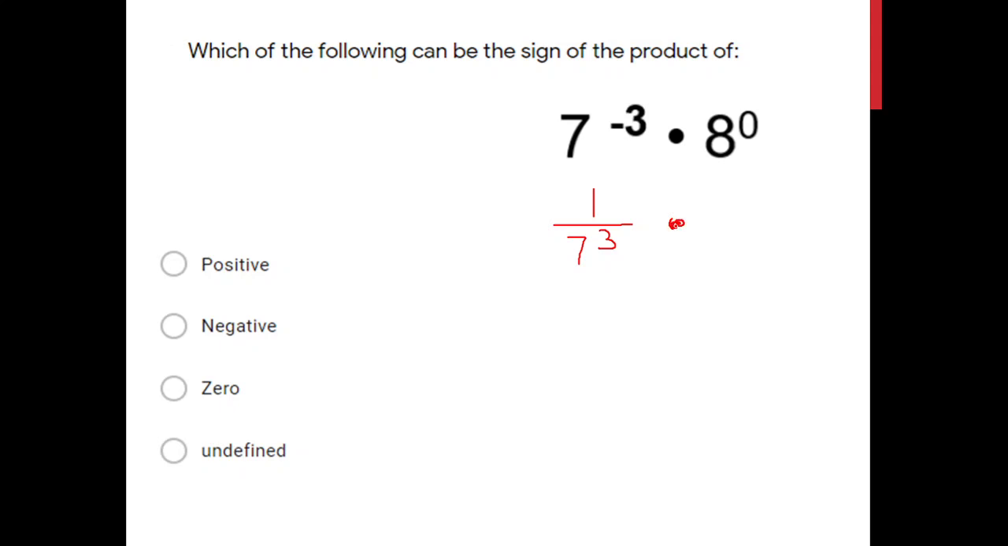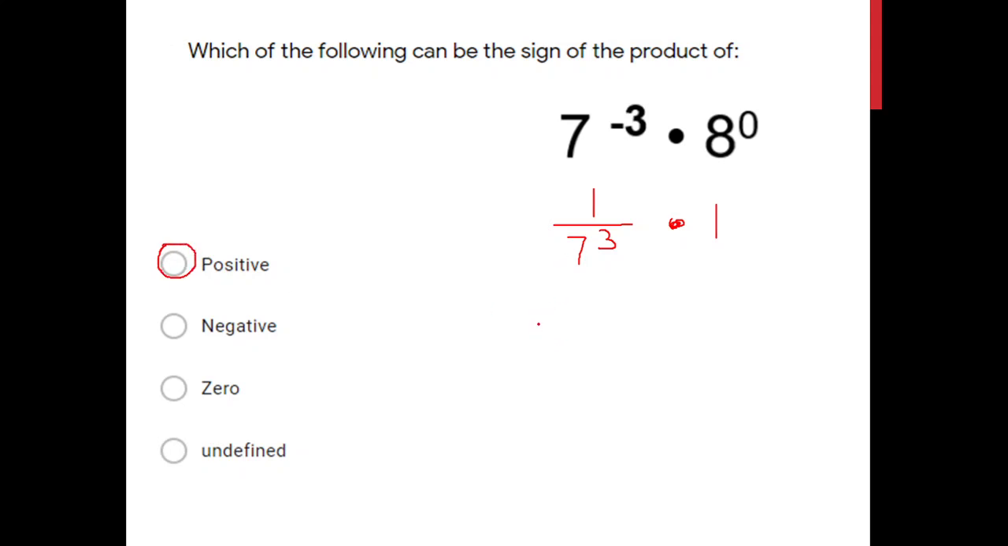So here, any number or any variable being raised to a power 0 will always be equal to 1. Even if it's 1 million raised to the power 0, it would still be equal to 1. Now, based from this one, we can conclude that the product between these two factors will be a positive number, right? So this will be our answer here, a positive number.